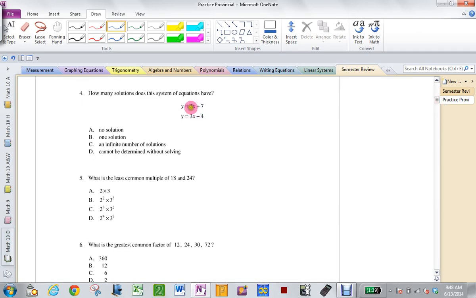How many solutions does this have? This was on your last test, this exact question. 3, 3. Same slope, different y-intercepts. So they're never going to touch, so no solution.